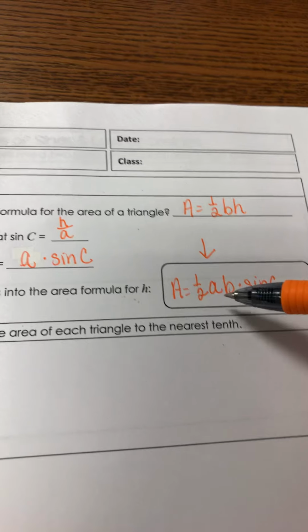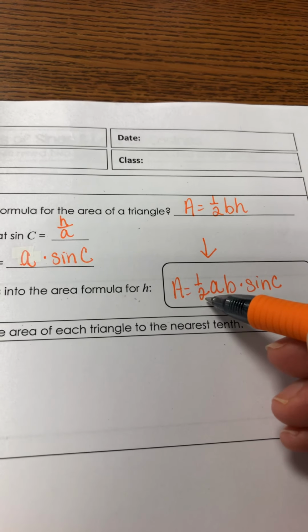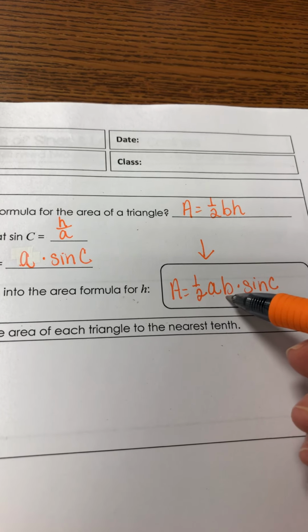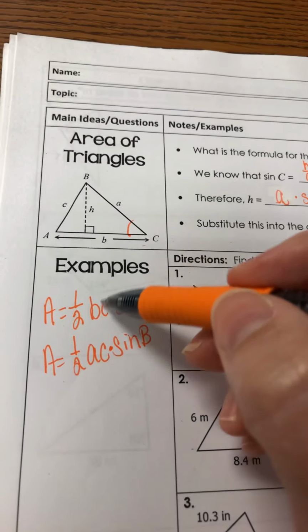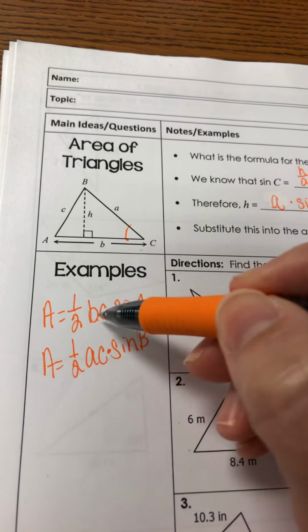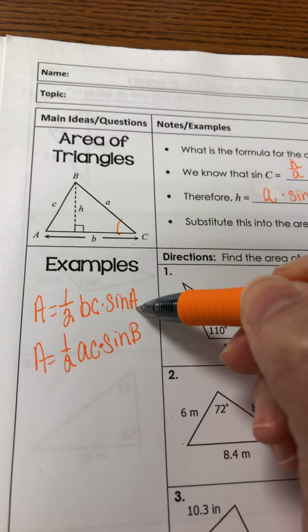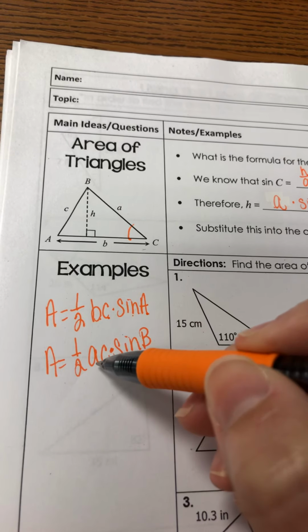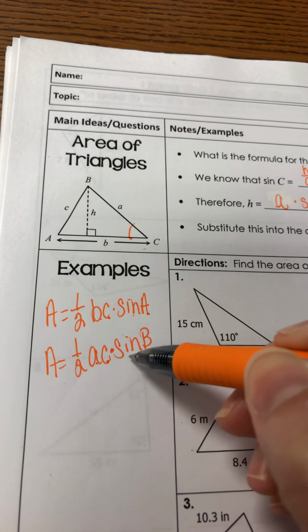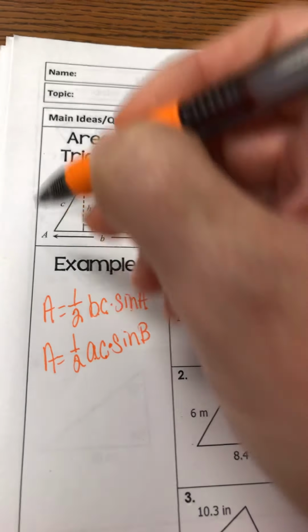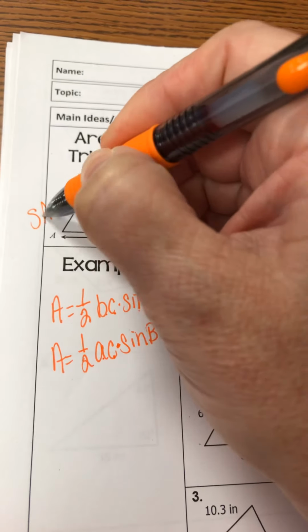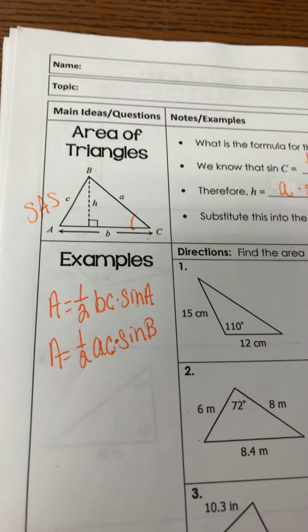Now, different variations of this, remember, if you're multiplying a times b, you're finding the sine of C. Here are the variations. If you're multiplying b times c, now these are your sides, you're going to find the sine of angle A. And if you're multiplying side A and side C, then you're going to find the sine of angle B. Okay? But all of these come from a side angle side triangle.